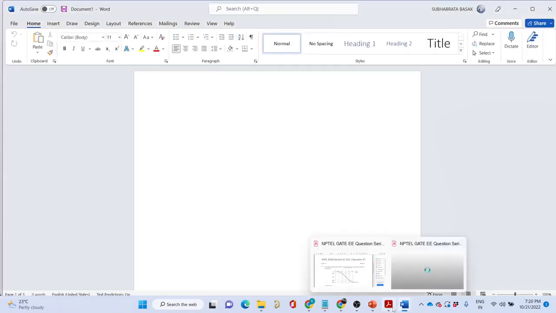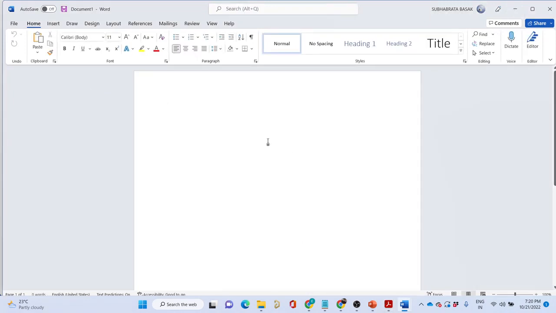Complex conjugate pole with no real part. If there is a real part, that will not be there. Yes, that is why I told you s square plus omega 0 square. That means there are complex conjugate poles on the imaginary axis with no real parts.